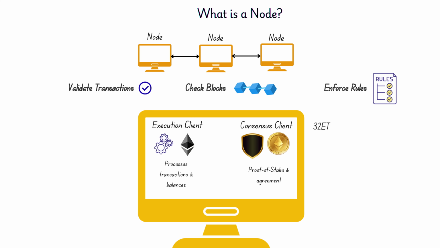And if you stake 32 ETH, you can also add validator software. That's the piece that actually proposes and attests to blocks. Together, these clients form the backbone of Ethereum, keeping it secure, decentralized, and resilient. But what does running a node actually look like in practice?